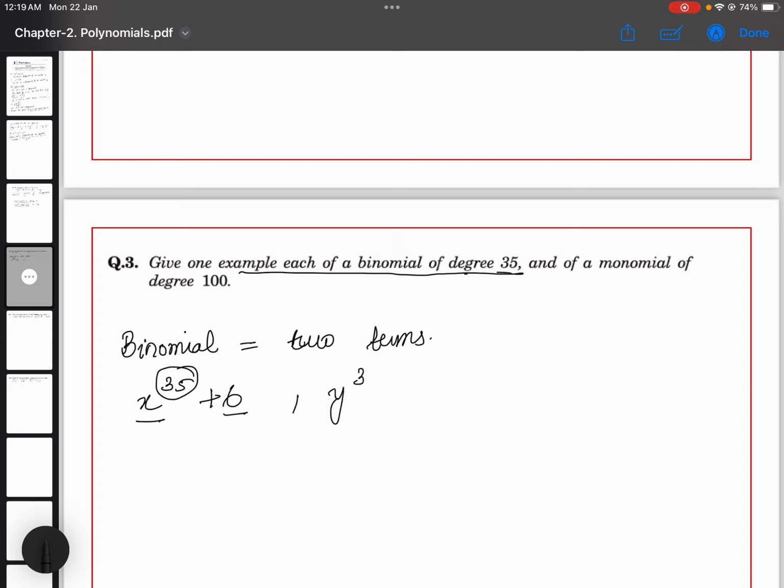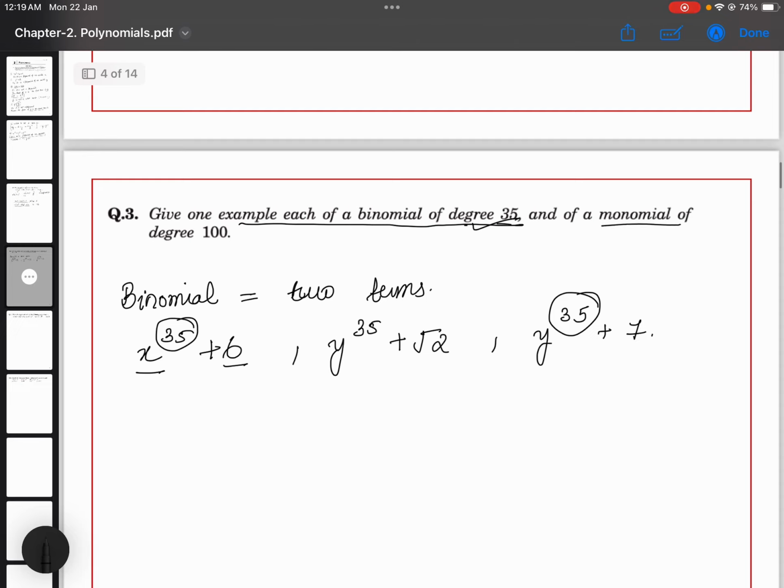So you can give so many examples, okay? Root 2, this is also one. Clear? Plus 7, these are all examples, okay? The only thing you should keep in mind is the degree should be 35.